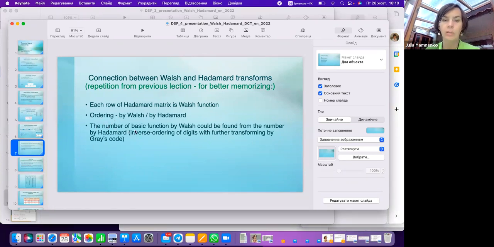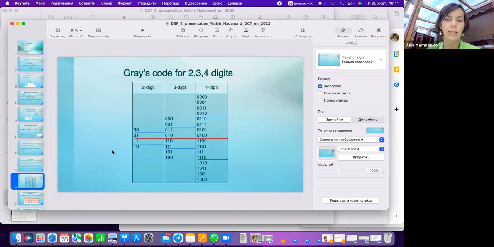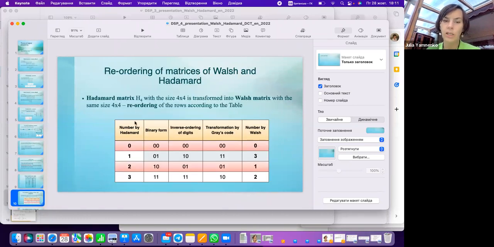And how to find the number of basic function by Walsh using the number of basic function by Hadamard. Here there is a rule. Gray code, or reflective Gray code, we already considered it. And here also 2-digit, 3-digit, and 4-digit Gray code, reflective Gray code. You can also see these imaginary lines that divide all the set of binary numbers by halves, and the table that explains how to obtain the number of Walsh function, the last column, using the number of Hadamard function.